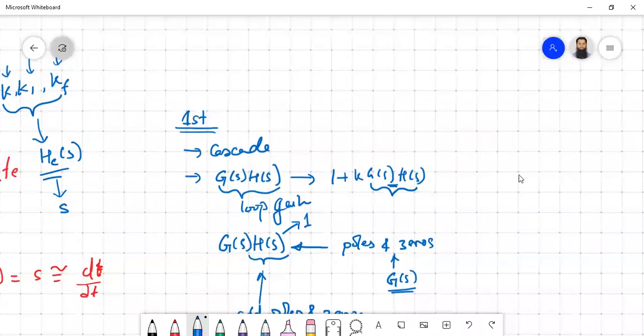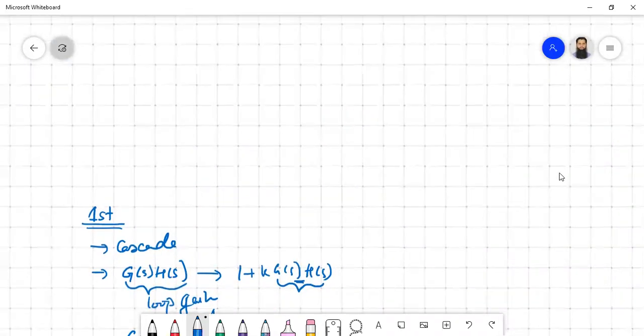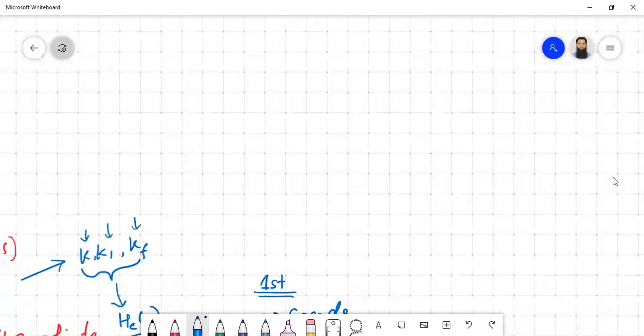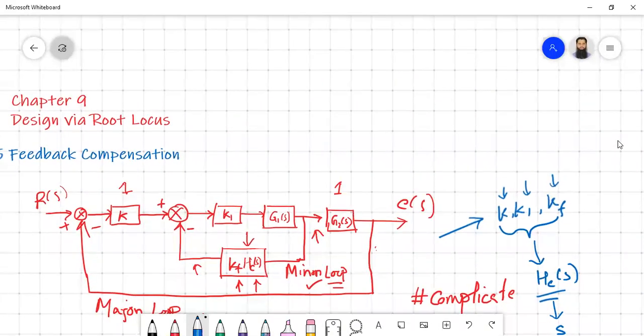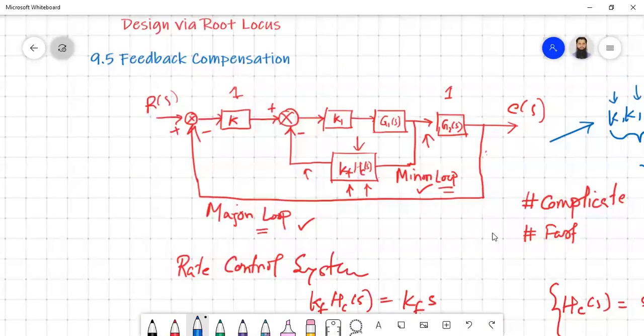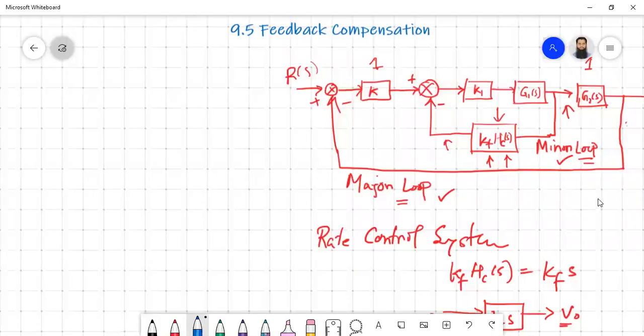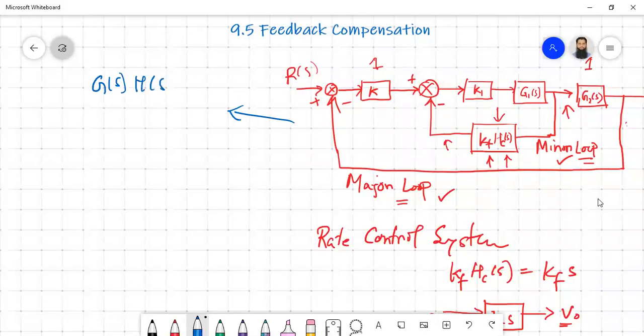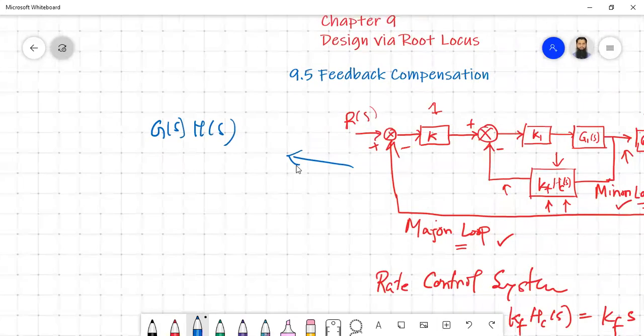So in the first approach, we actually have to start with this block diagram again. So that is why let us try to simplify this block diagram. Because we have to find out what is G of S and H of S, because based on that, we have to draw the root locus and we have to start designing it. So this is the first approach. Okay, see detail of the first approach.